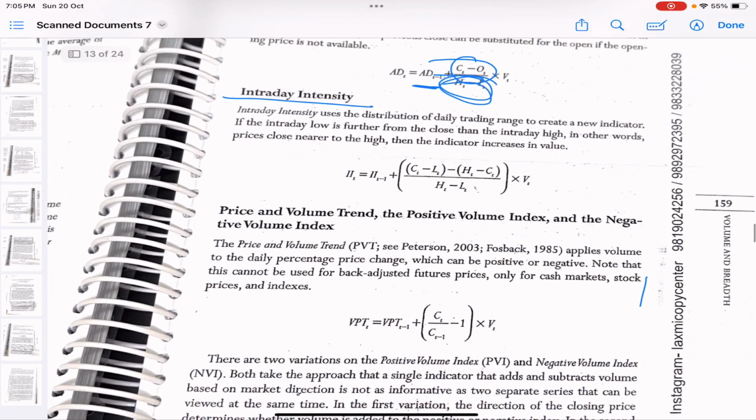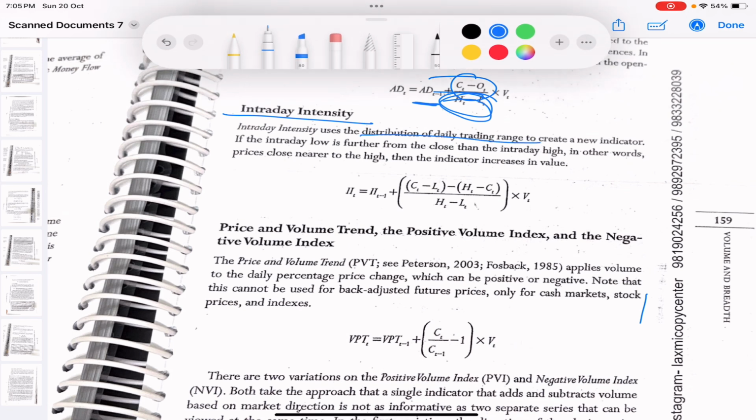Okay, so intraday intensity uses the distribution of the daily trading range to create a new indicator. If the intraday low is further from the close than the intraday high, in other words, prices nearer to the high, then the indicator increases in value. Read that again. If the intraday low is further from the close than the intraday high, if the low is far from the close as compared to the high, then in that case the indicator will increase in value. Clear?